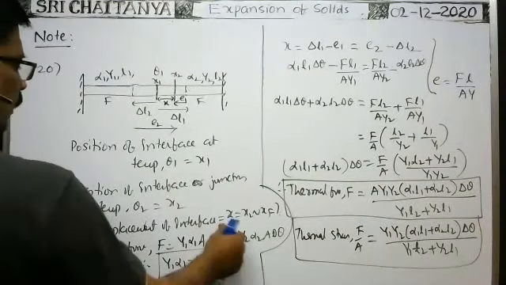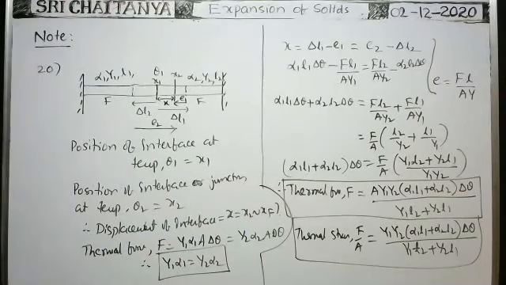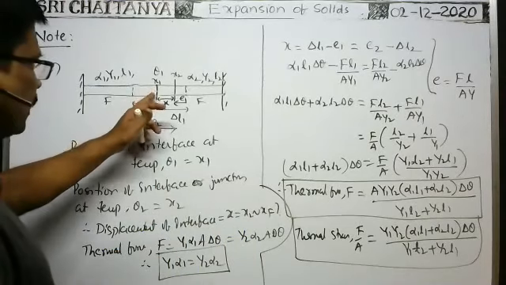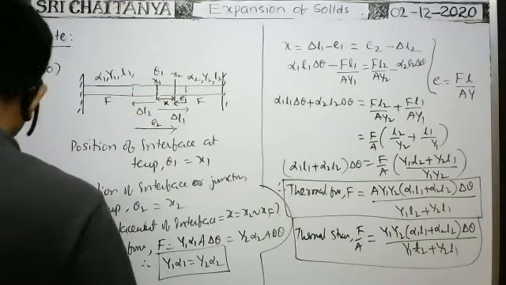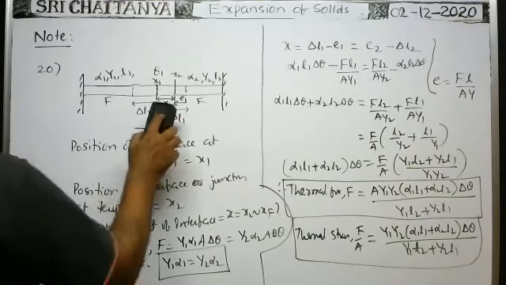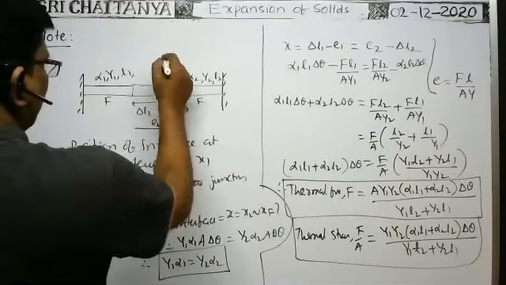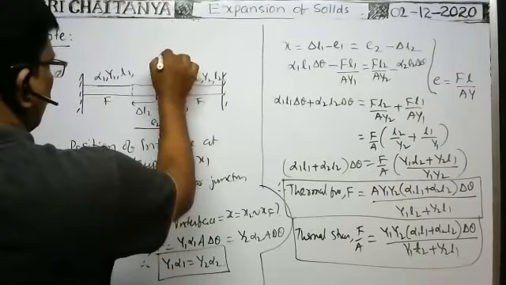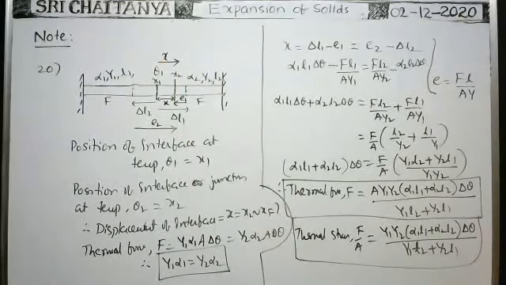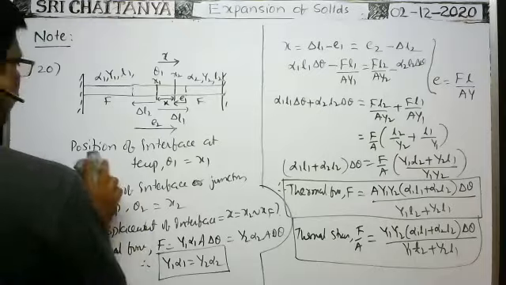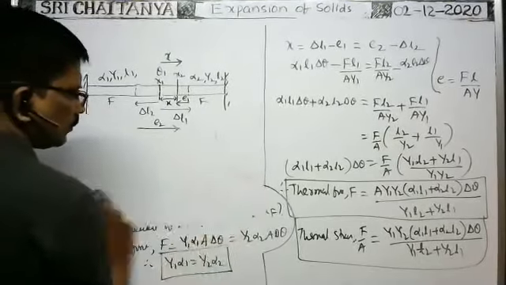Okay. Now, what about the displacement of the interface? Interface displaces by a length x, no? Displacement of the interface is equal to x. What is that x value? We have to find finally. That's a substitution, last two lines.